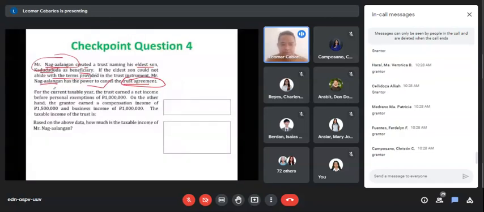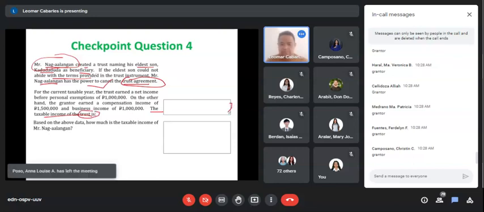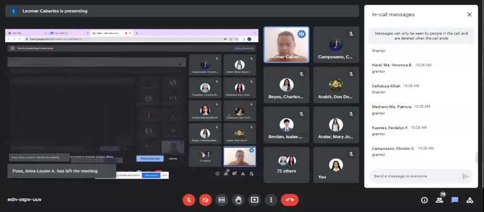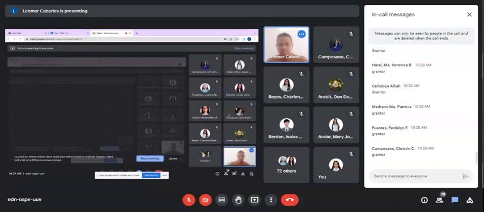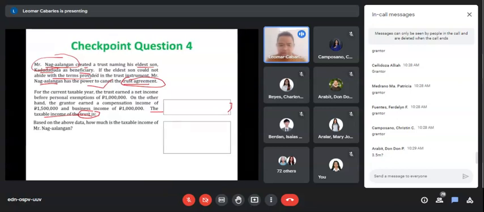So for the current taxable year, the trust earned net income before exemptions, 1 million. The grantor earned compensation of 1.5 and business income of 1 million. Unang tanong, the taxable income of the trust is how much? What's your answer for this box? Magkano ang income ng trust? The first question is yung trust. Magkano ang income ng trust? Kay trust muna tayo.